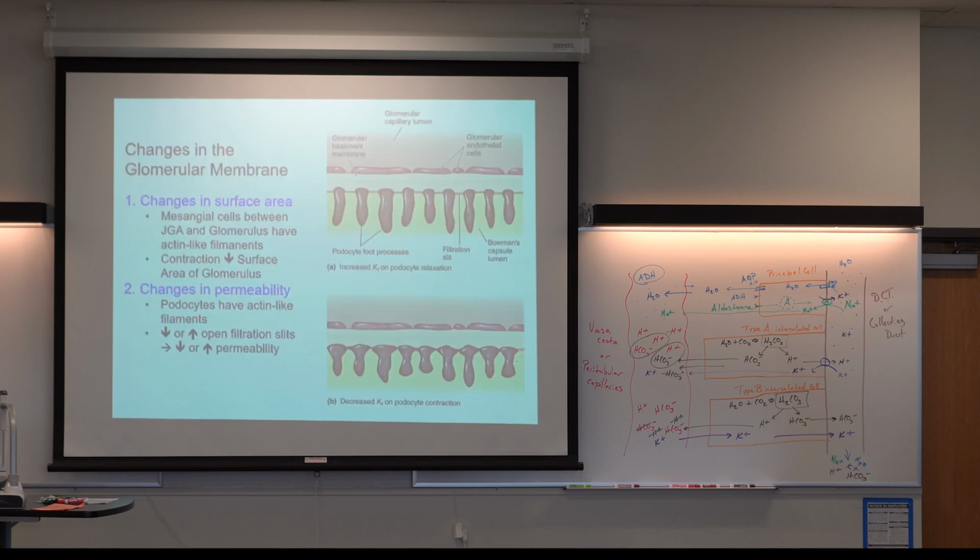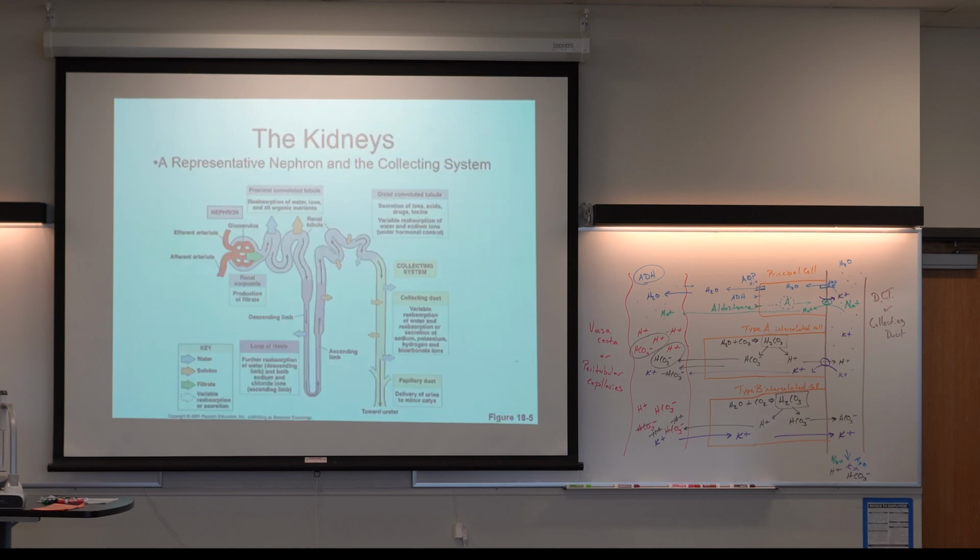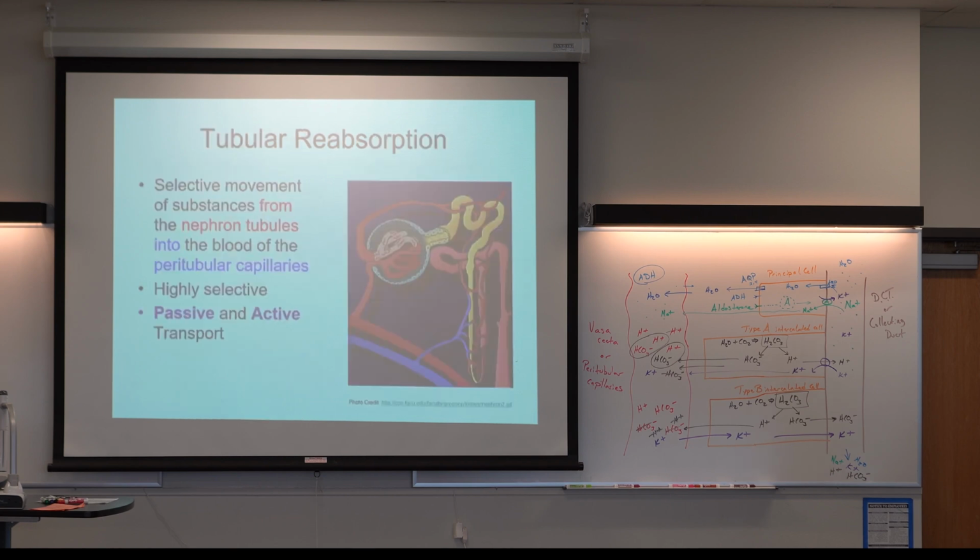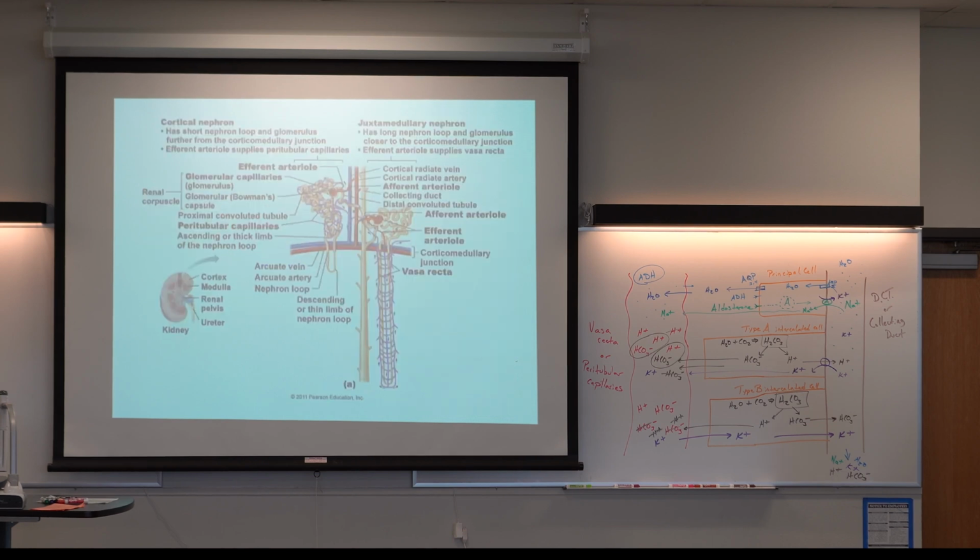Relaxed increases filtration rates, contracted decreases filtration rates. So filtration happens in Bowman's capsule, and then we said in the proximal convoluted tubule is where anything that can be reclaimed, like water and sodium and glucose, is going to be reclaimed. This is what we refer to as tubular reabsorption. We're trying to reclaim things that were already in the bloodstream. They came out temporarily during filtration, and we're going to try and pick them right back up.